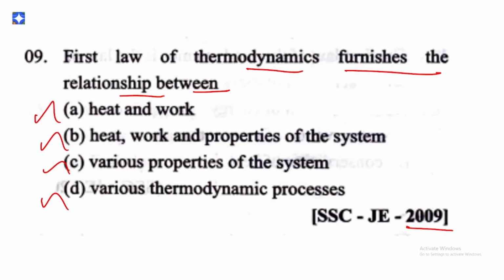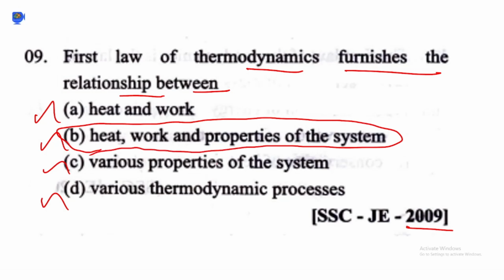It's not about all the properties. So it is about the property. So I can say that option B would be the correct one. Heat, work, and properties of the system. It is not the various properties of the system. Okay. So we'll move on to the next question.